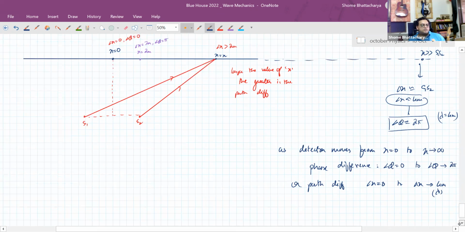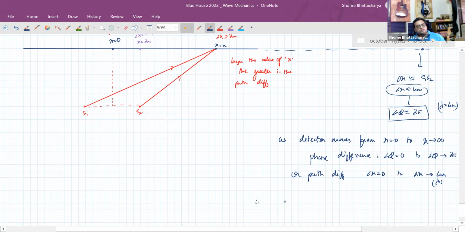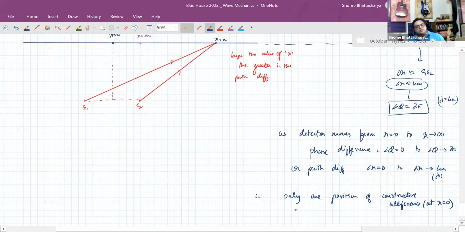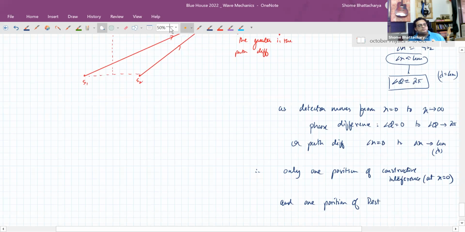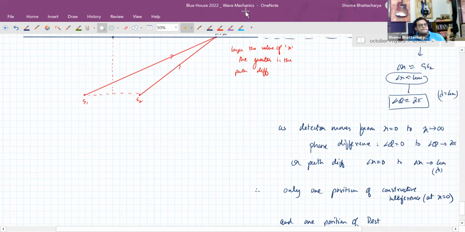So what is happening in this kind of situation is that, therefore, only one position of constructive interference at x equal to 0, and one position of destructive interference is experienced.